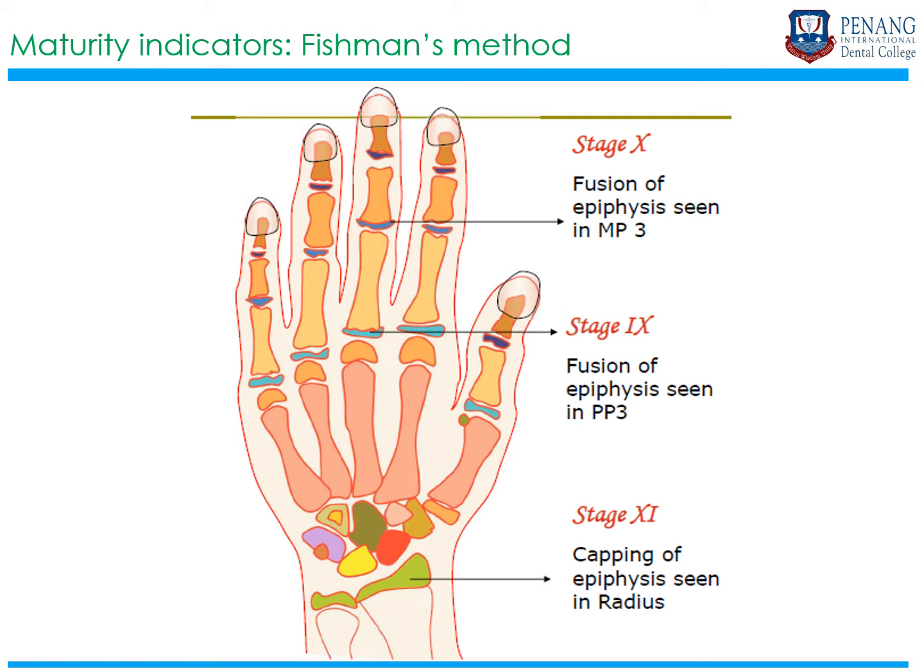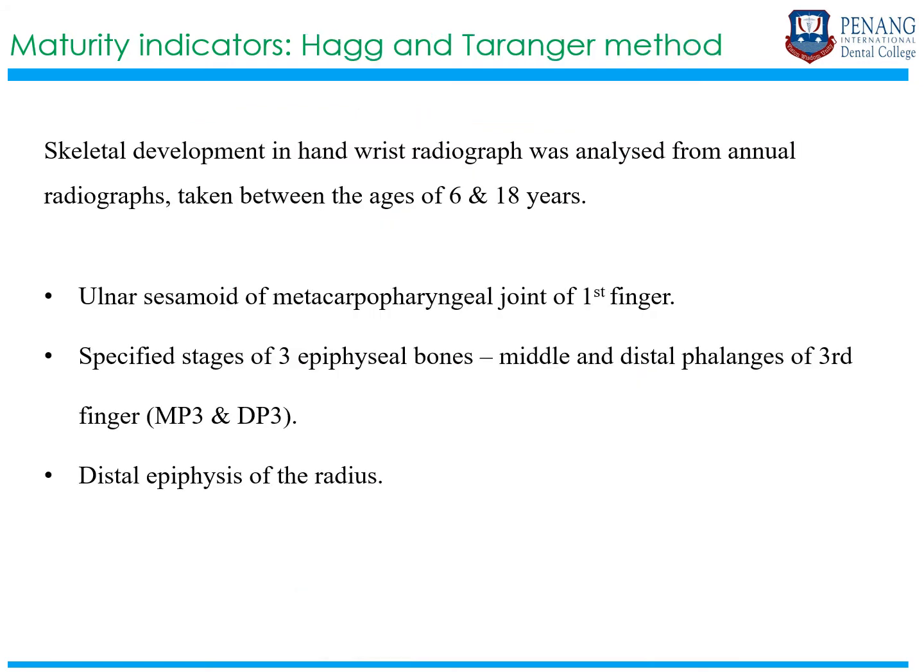Stage 10 is the fusion of epiphysis seen in the middle phalanx of the third finger. And stage 11 is the capping of epiphysis seen in radius. So we've covered Fishman's method now. So now let's go to the next and the final method.